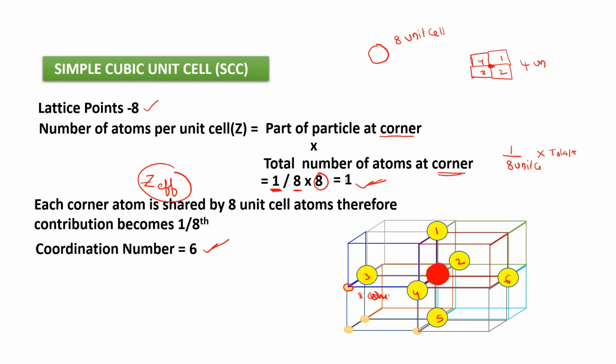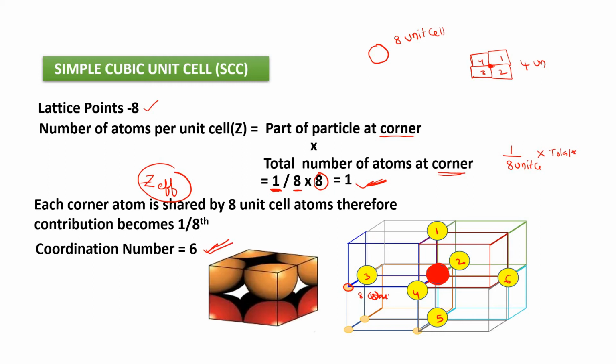The number of atoms per unit cell will always be 1 for a simple cubic unit cell, and its coordination number will be 6. See, I have taken this one. When you observe here, how many atoms are surrounding this particular atom? See, 1, 2, 3, 4, 5, 6 neighboring atoms. So the coordination number will be 6 here.